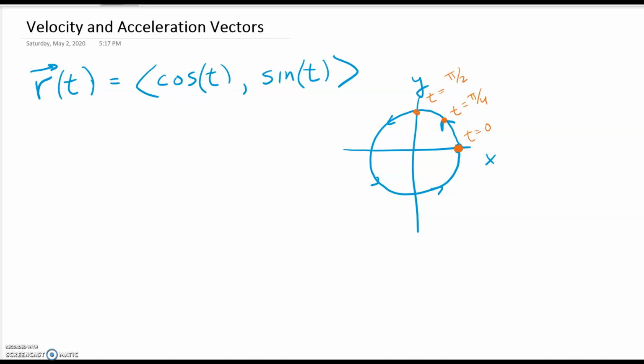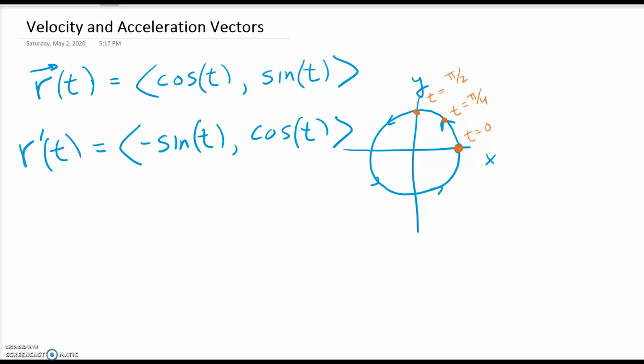Now, the first derivative would be the velocity. So r prime of t would be the derivative of cosine, which is negative sine of t, and then the derivative of sine is cosine of t. Now, let's evaluate this at time 0. So r prime at 0 would be: sine of 0 is 0, and cosine of 0 equals 1. So we have the velocity. So this equals v of t, the velocity vector.